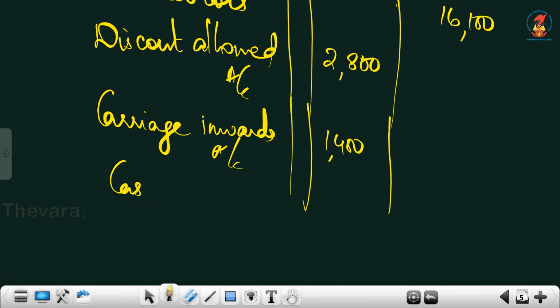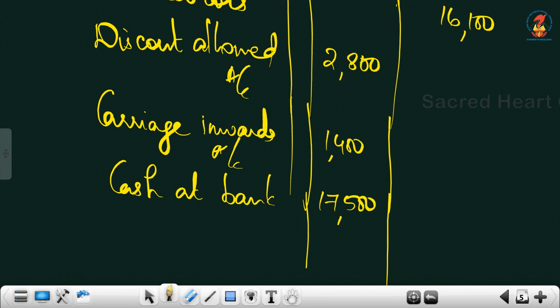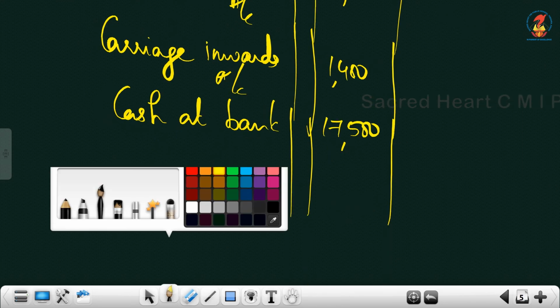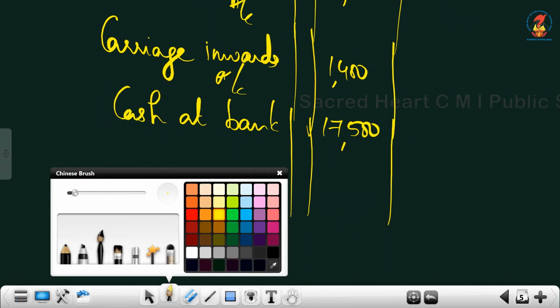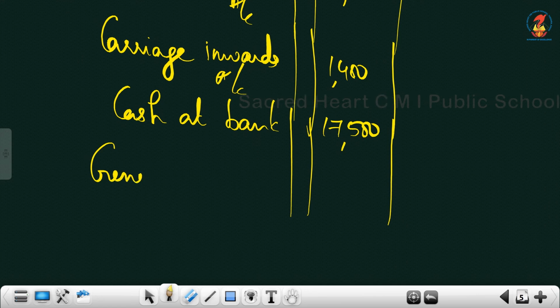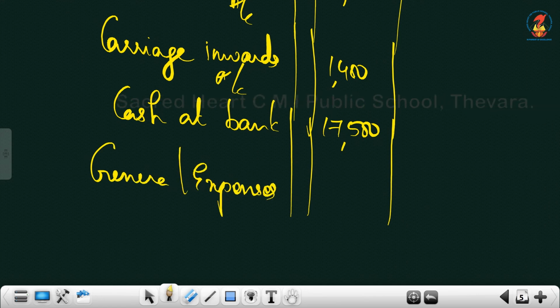Cash at bank, debit balance 17,500. General expenses, again debit balance, 2,100.